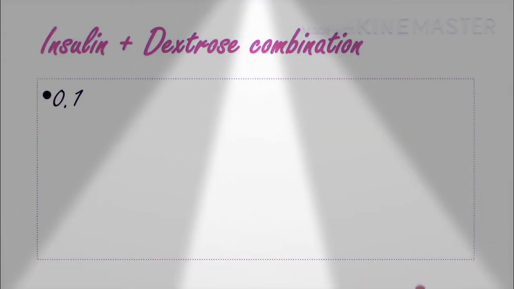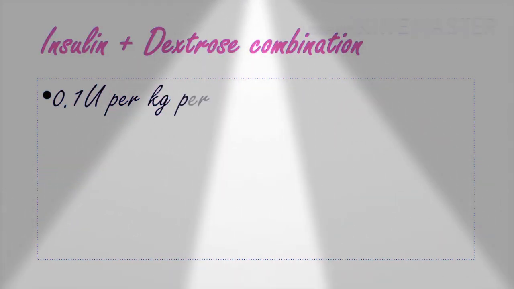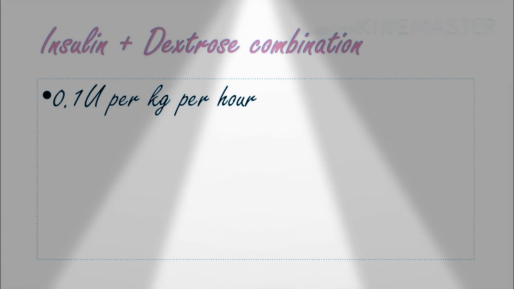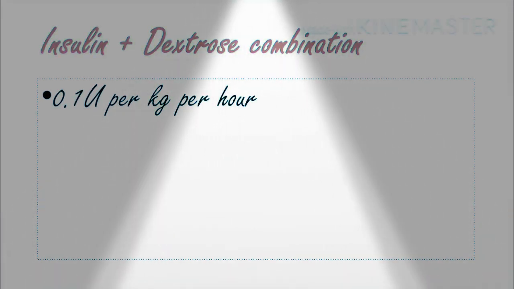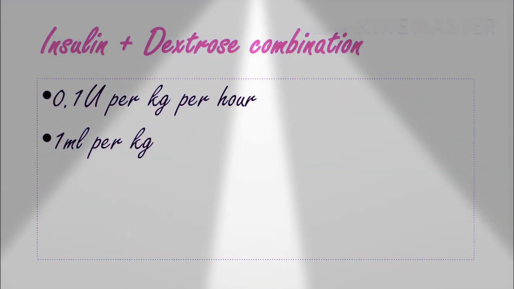The next drug we have is the insulin plus dextrose combination. Insulin is given at a dose of 0.1 unit per kg per hour, and dextrose is given at a dose of 1 ml per kg per hour, and the dextrose we use is D25, 25% dextrose.